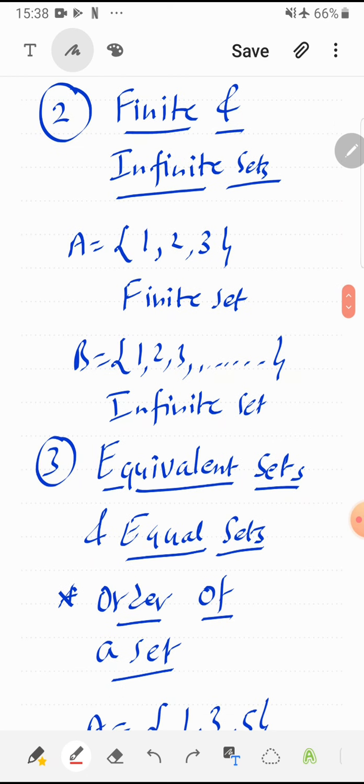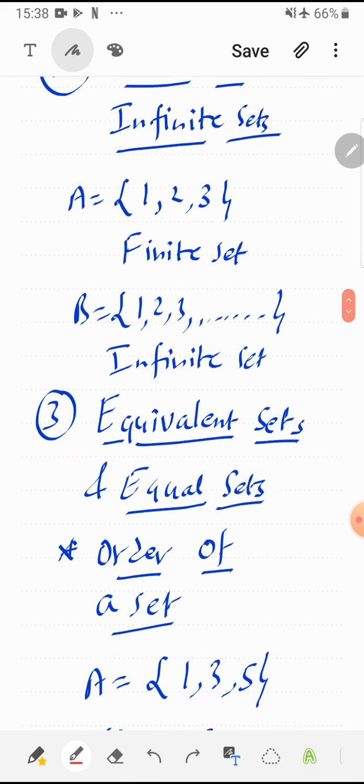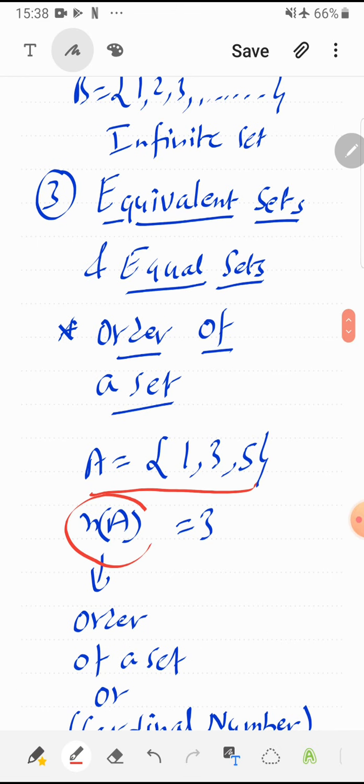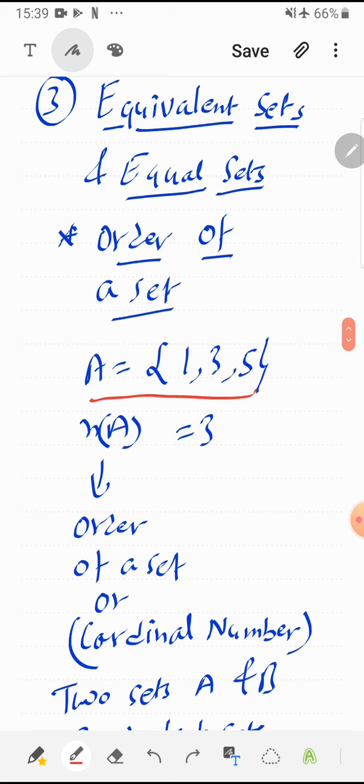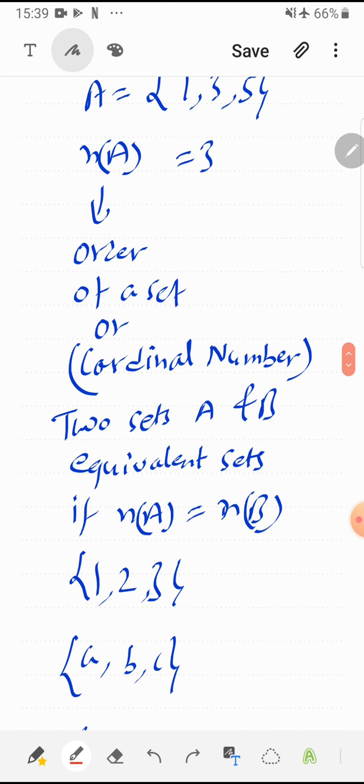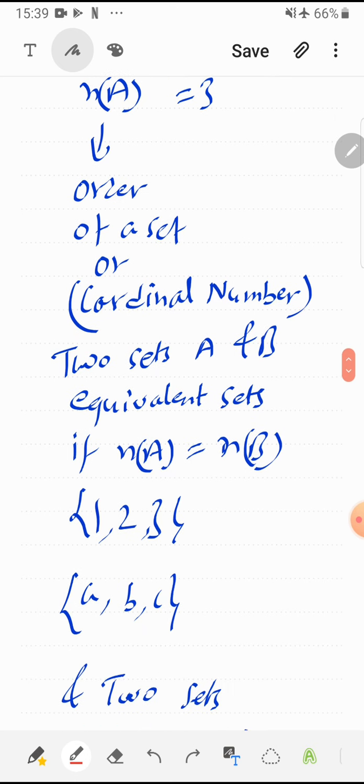Before that, let us understand one term, which is the order of a set. Suppose a set is A = {1, 3, 5}. If we write n(A), read as n of A, it means the order of the set. This is the number of elements present in the set, which in this case is 3. Order of a set is also known as cardinal number. Two sets A and B are equivalent sets if the order of A is equal to the order of B. For example, set {1, 2, 3} is equivalent to set {a, b, c}.